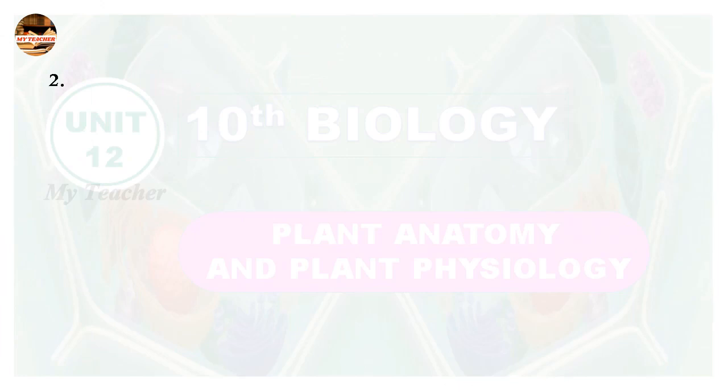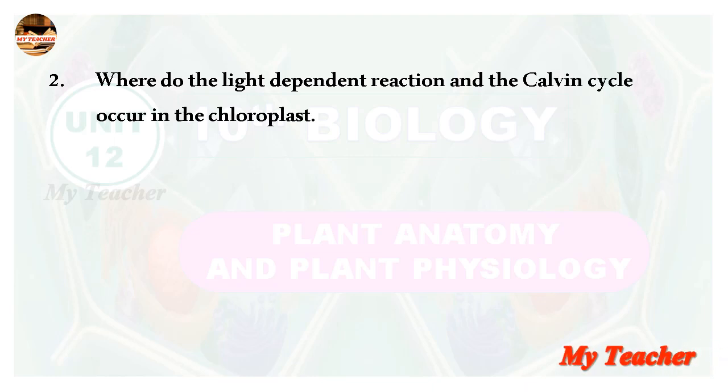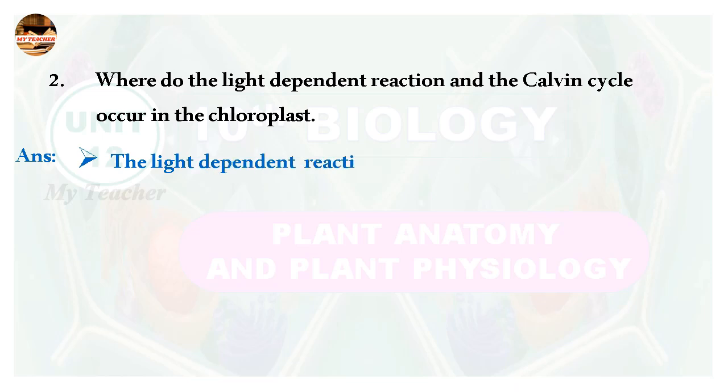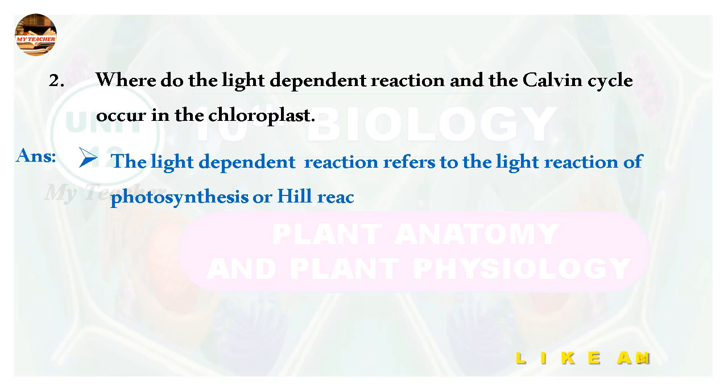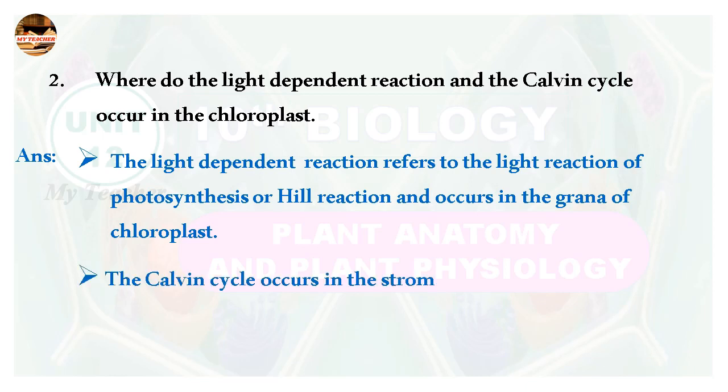Second question, where do the light dependent reaction and the Calvin cycle occur in the chloroplast? The light dependent reaction refers to the light reaction of photosynthesis or Hill reaction and occurs in the grana of chloroplast. The Calvin cycle occurs in the stroma of chloroplast.